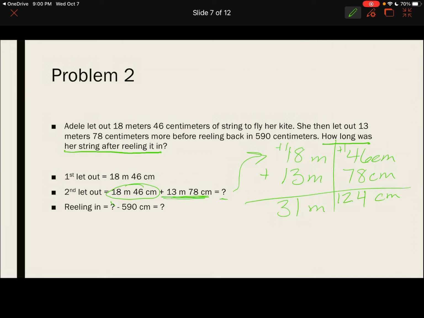Now, we know that 100 centimeters equals 1 meter. So we're going to have to regroup this to take 100 of these centimeters away and add it to our meters on this side. So that will give us 32 meters and 24 centimeters. Now that we know how much total the string was let out, then we can find out how long it was after we reeled in our special amount of 590 centimeters. So we're going to take this on the next slide and we're going to solve. So we've got 32 meters, 24 centimeters.